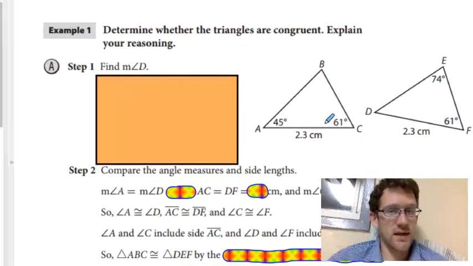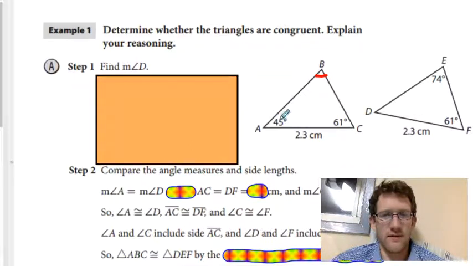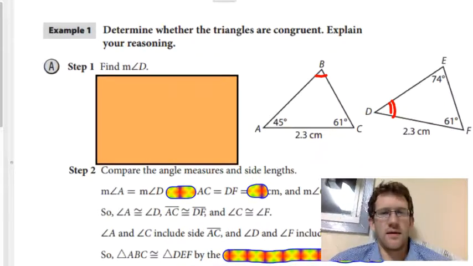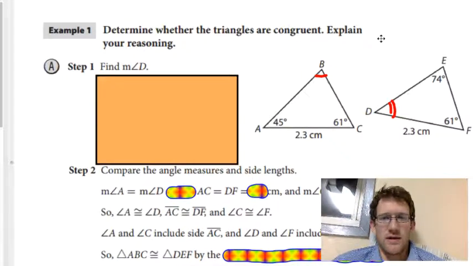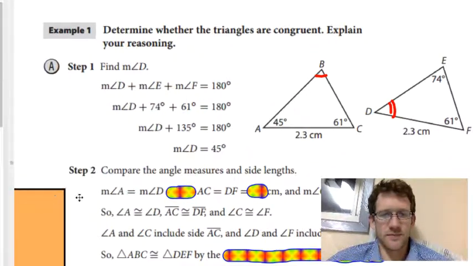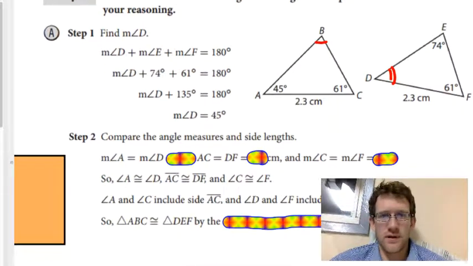So if these triangles need to be congruent, it needs to match up with B here. Similarly, the 45-degree angle here needs to correspond with angle D, because it can't correspond with E or F if the triangles want to be congruent. So this simply asks us to find angle D first. We can do that using math. 180 minus 74 minus 61 brings us up to 45. So angle D is 45 degrees. I can go ahead and label that.